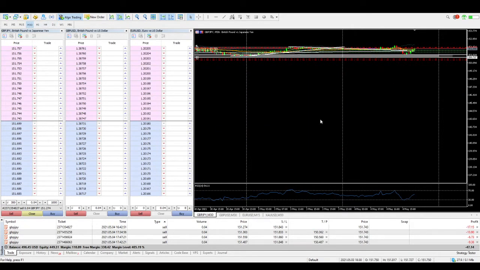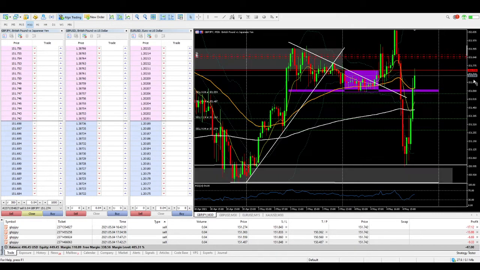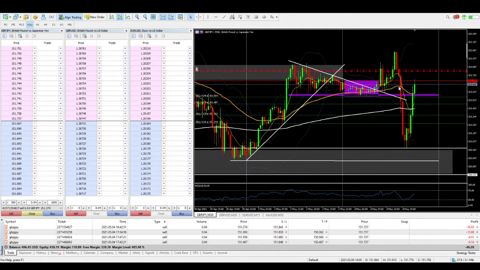Let me go back to the 30. Oh, I think it's still going up. Yeah, it already reached the 75. My hopes are it does not go above this candle. Still hopeful.